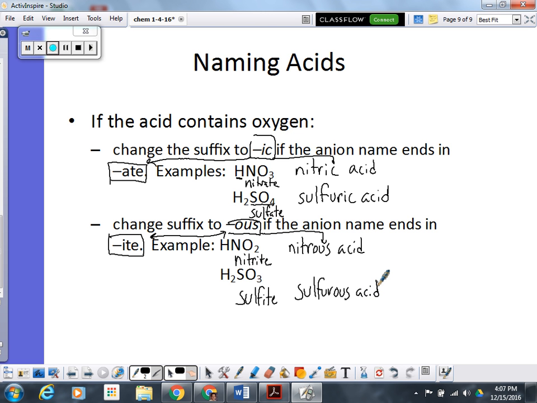Okay, so again, I gave you some practice to work on. We're not going to spend a lot of time with this, but you just need to be familiar with how these names are put together for acids and be able to recognize that it is an acid. That's probably as important as how to name it, as to recognize the fact that if it starts with H, I am dealing with an acid.